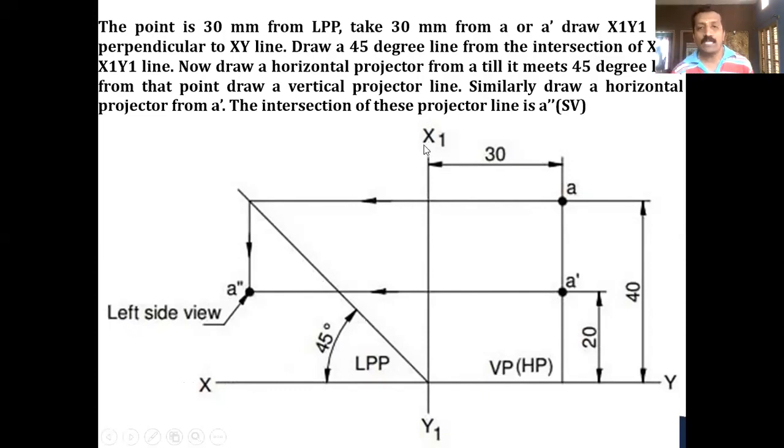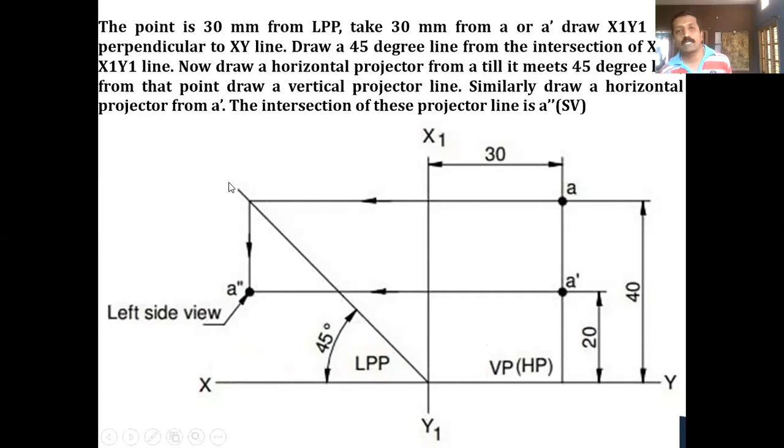Now once you draw this x1 y1 line, this is the front view, and either on the left or right side of your front view, the side view should come. This portion is your LPP, that is the left profile plane. After this, draw the 45-degree line. The 45-degree line should always be drawn wherever the top view is. Here the top view is drawn above the xy line, so you draw the 45-degree line in this direction.